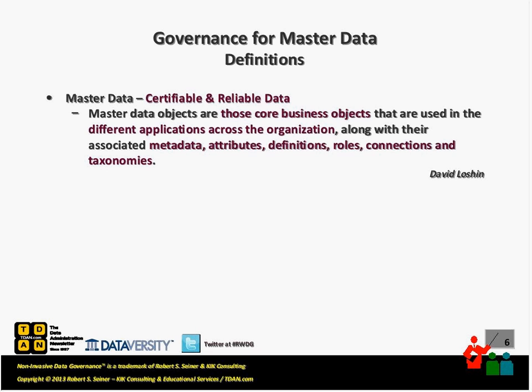I wanted to also share with you a definition real quickly of master data. This comes from a friend of mine, David Loshin, who probably a lot of you are familiar with. David Loshin defined master data objects as being those core business objects that are used in different applications across the organization, along with their associated metadata, attributes, definitions, roles, connections, and taxonomies. And so he talks about master data as being something that's certifiable. In order to certify data and make it so that people believe that it is accurate, that they trust it, and that they can count on it, you need to have a certification process in place.